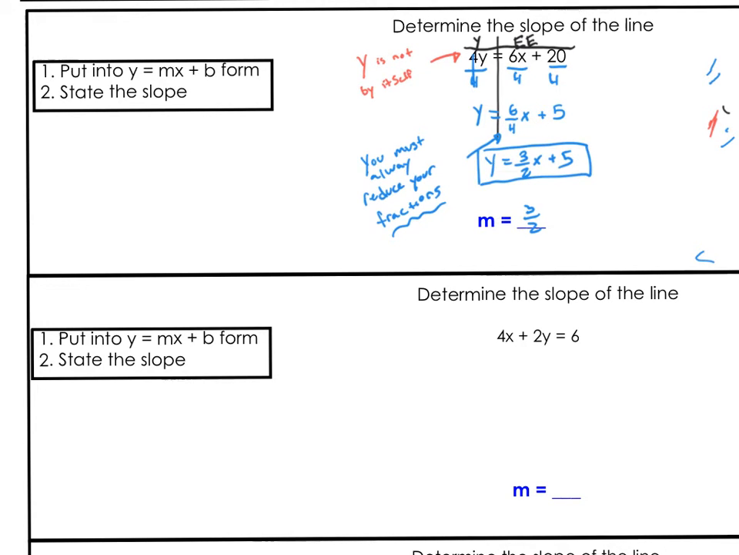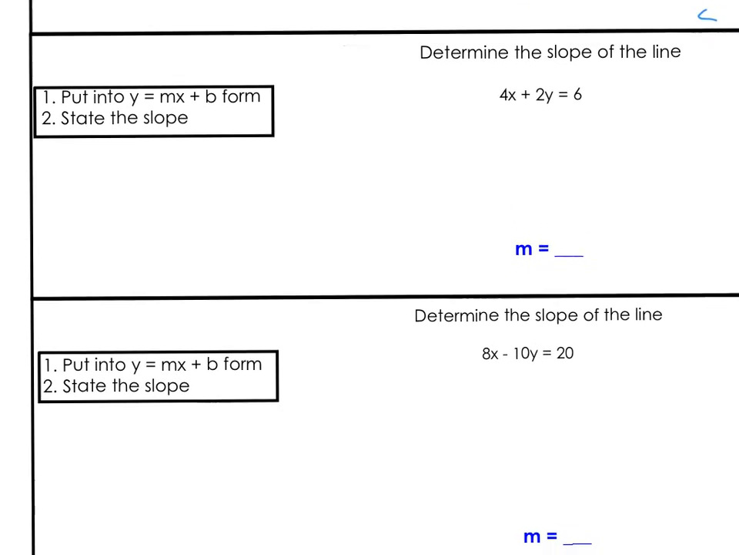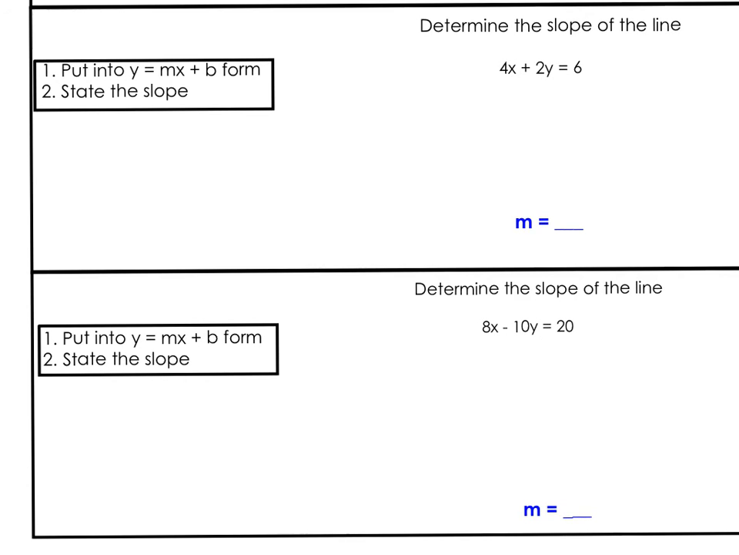Let's try some more examples, okay? So if we go on to our next one, once again, you're looking here, and y is not by itself, right? We've got all this other stuff on the left side of the equation. So we're going to get y by itself. I'm going to put y on this side, because I already have my y there. And I'm going to move everything else to the other side of the equation. To do that, I'm going to start by moving the 4x.